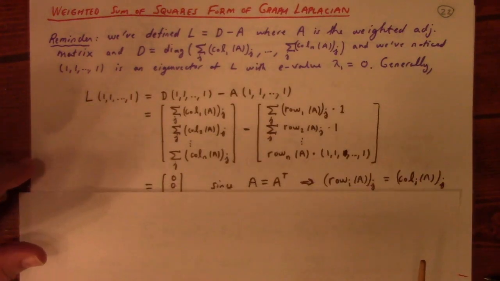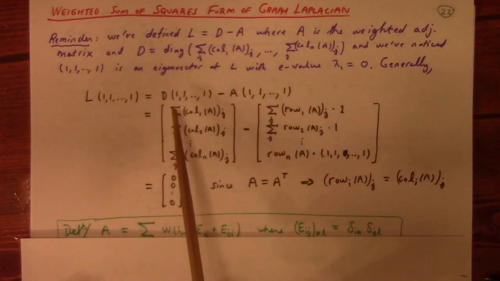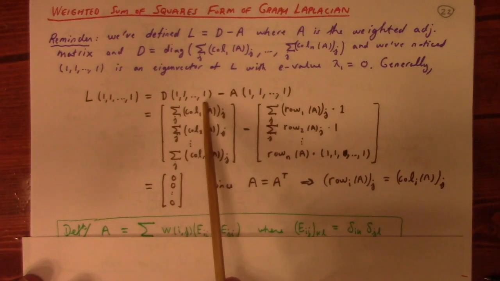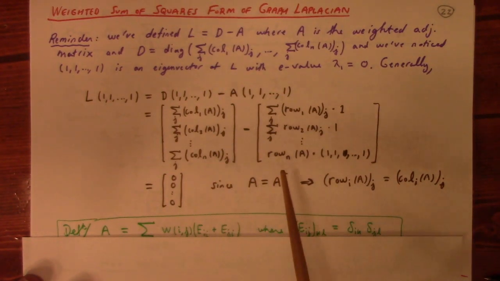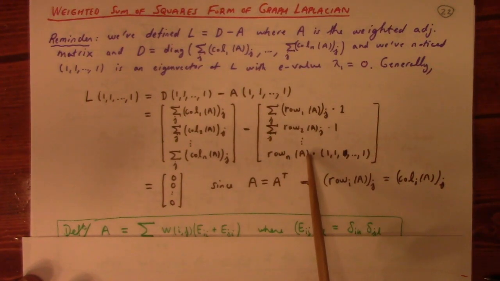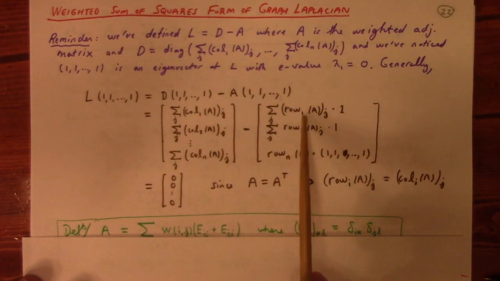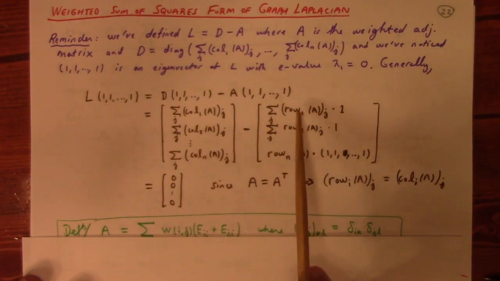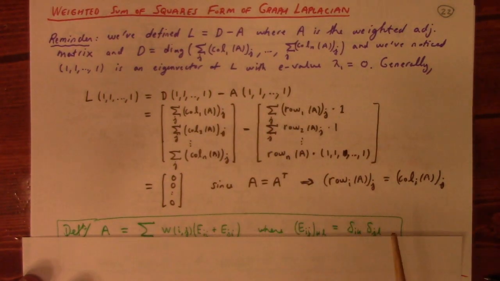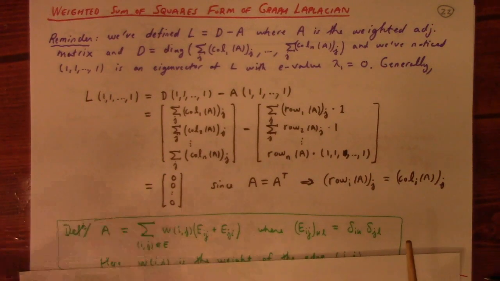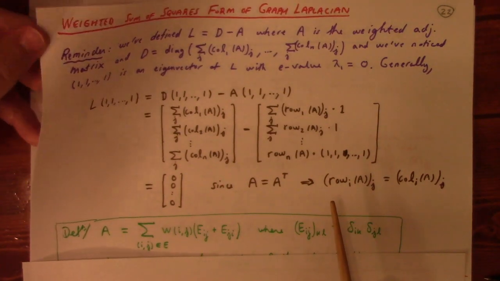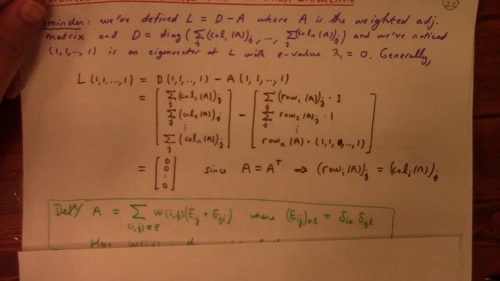Here's the calculation, right? So we take 1, 1, 1 times that diagonal matrix minus A times 1, 1, 1. When I multiply the diagonal matrix times that, I get this column vector, and when I take A times that vector, I get this column vector. However, this and that are the same because A is symmetric, so the column is the row in terms of components, right? This is actually the same sum. So there you go, the all-ones vector, n-fold, is an eigenvector with eigenvalue 0. It may or may not be the only one, depending on what else is going on, right?